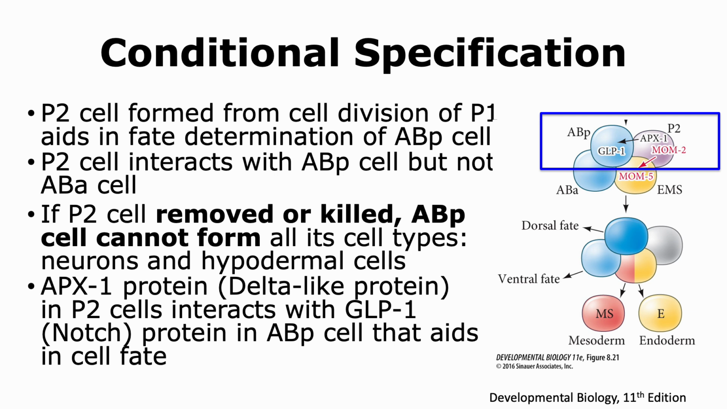Now it should be noted that the names of proteins that we know in human systems like Notch and Delta have different names in different organisms. So in the case of C. elegans, GLP1 is a name that is used for a protein that is similar to the mammalian Notch, while APX1 is a protein that's similar to the delta-like protein that is present in mammals.